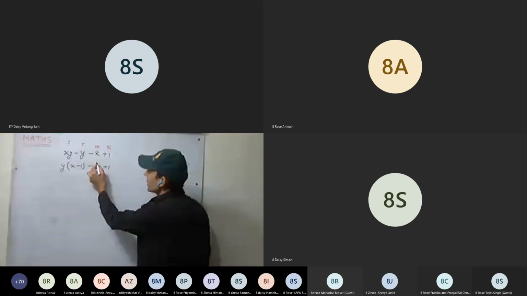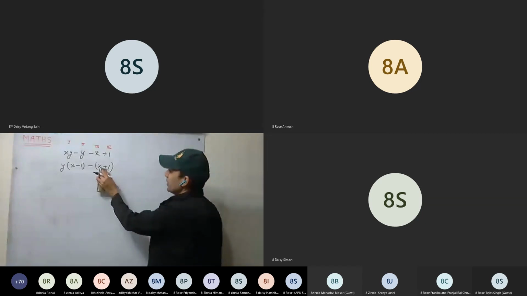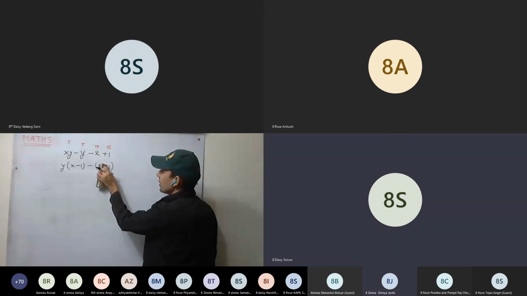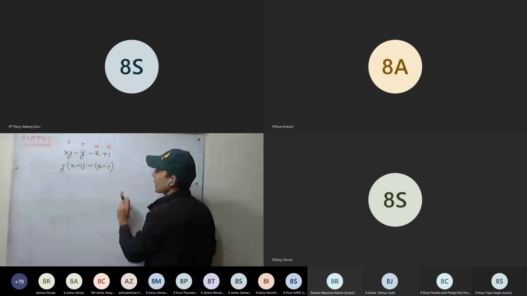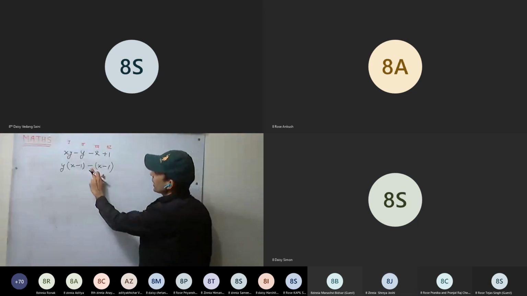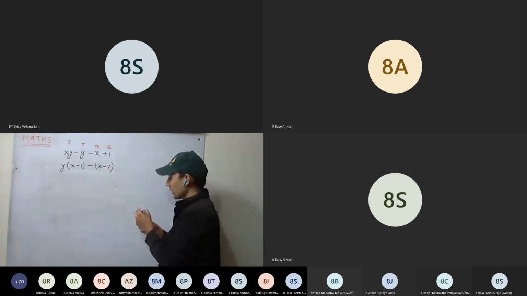Now, if I put these two terms in bracket, what will happen to the plus sign? It will become minus. Okay. Now you can check as well. If, as you open the bracket, minus x plus 1. Again, we are getting the same. Now what is common?